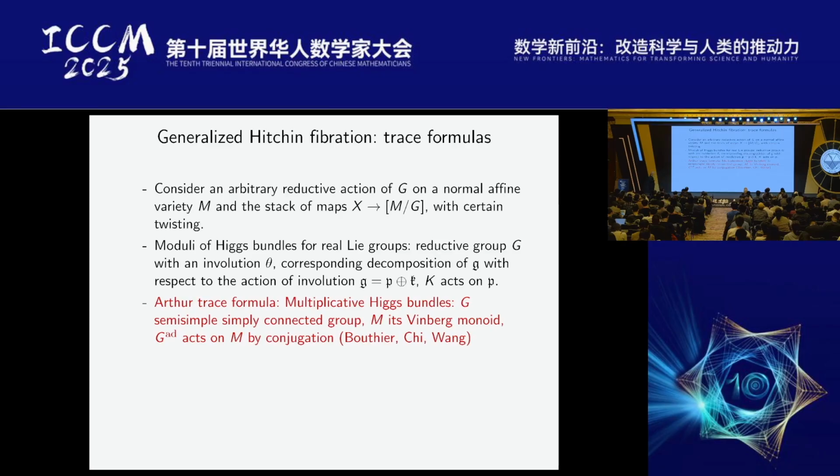When you start with a semi-simple, simply connected group, there's a very universal object called the Vinberg monoid that contains G times some G_m to the r, and you look at the action of G on M by conjugation. That kind of group action situation gives rise to the big trace formula, and this has been pursued by some of my students, Bouthier, Jingren Chi, and Xiao Wang.